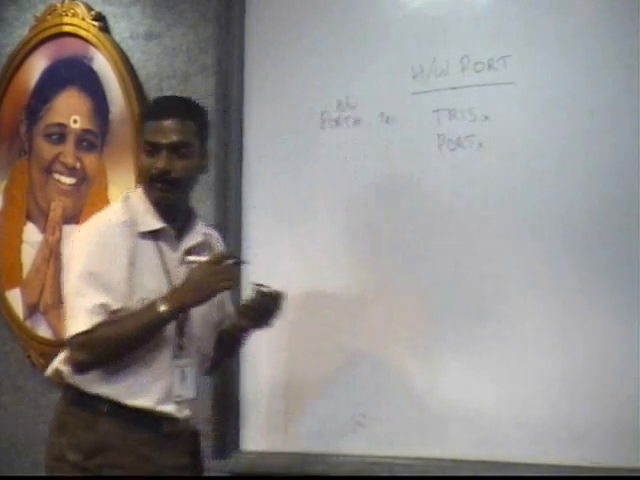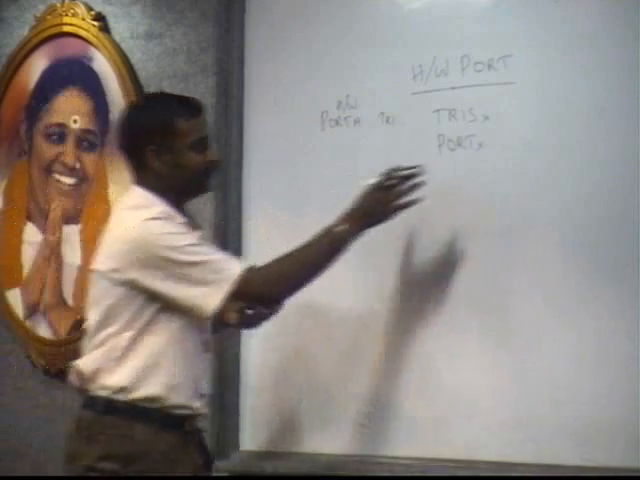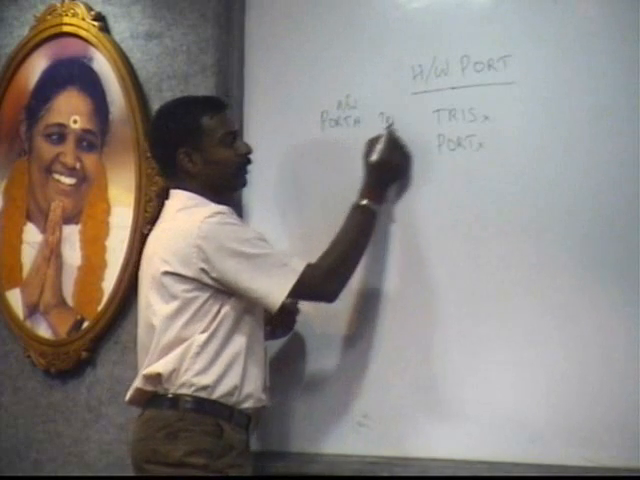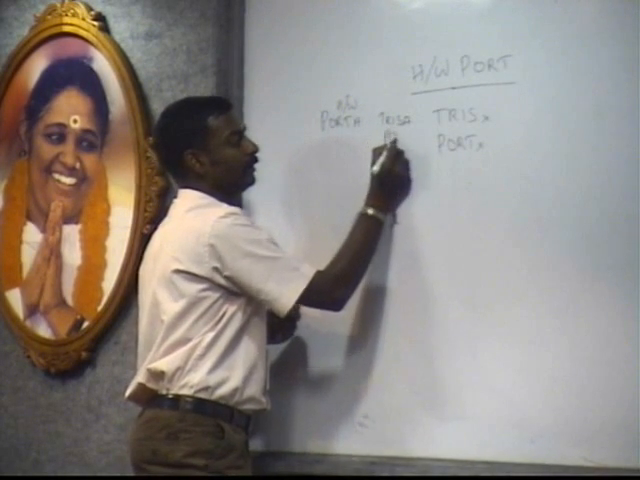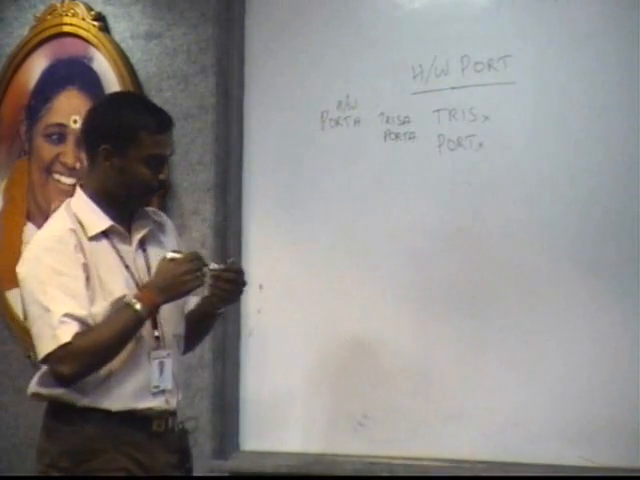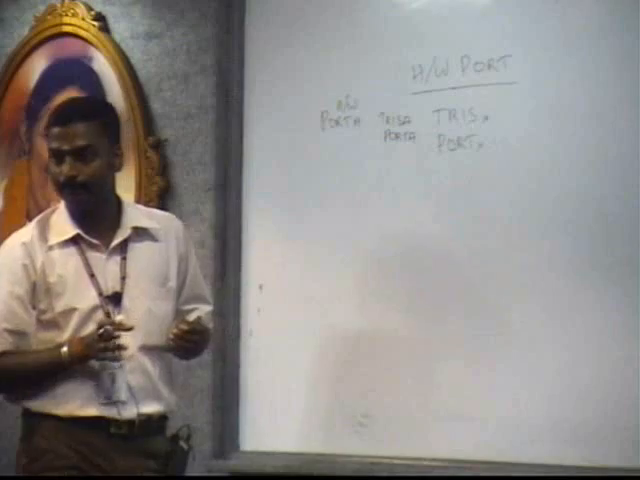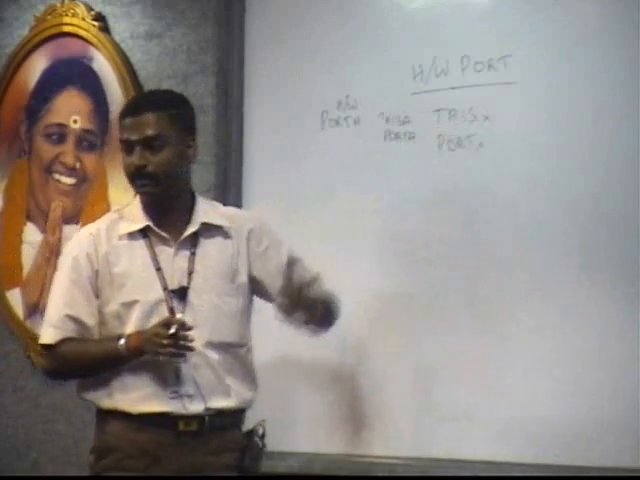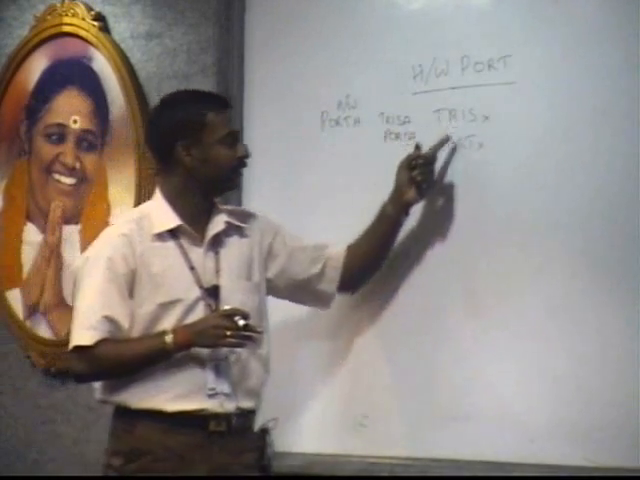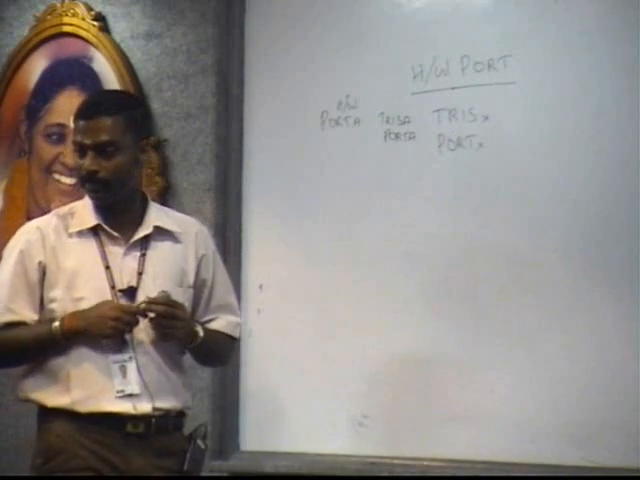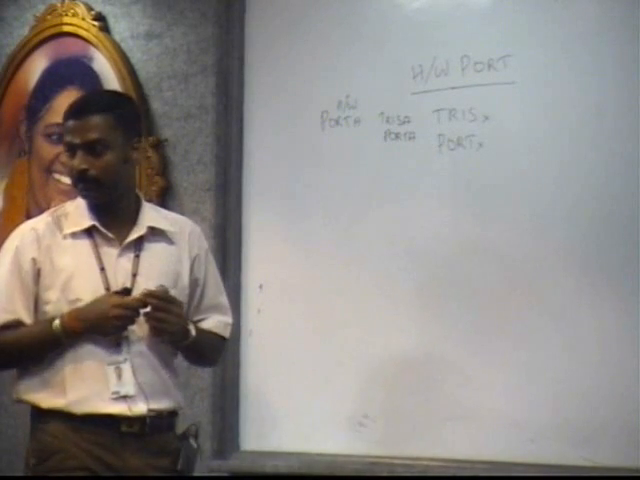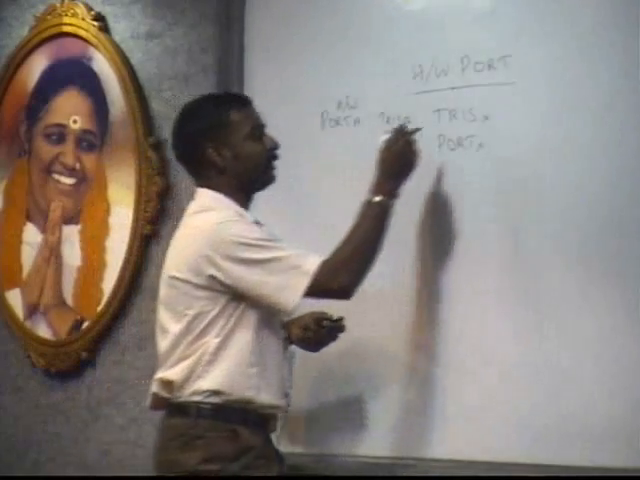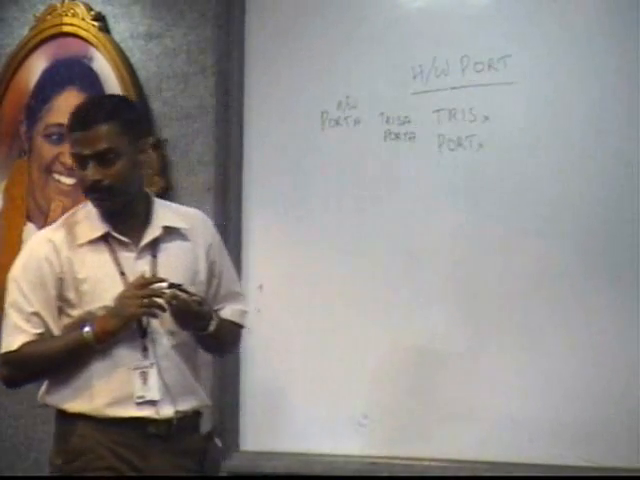A hardware port is a collection of pins. This PORT means a register present in the register map. For port A, you will have TRISA and PORTA. Here X shows the port name. For port A it will be TRISA, for port B it will be TRISB, for port E it will be TRISE, and so on. What is the function of these two registers? First, you need to configure the direction of that port. For configuring the direction, you use the TRIS register. TRIS means tri-state register.